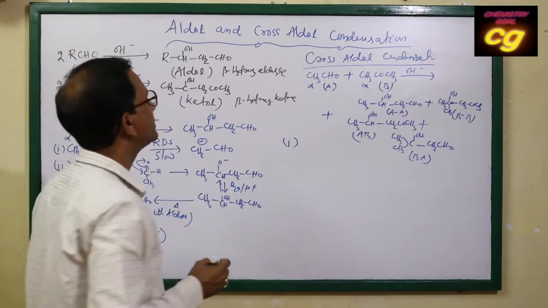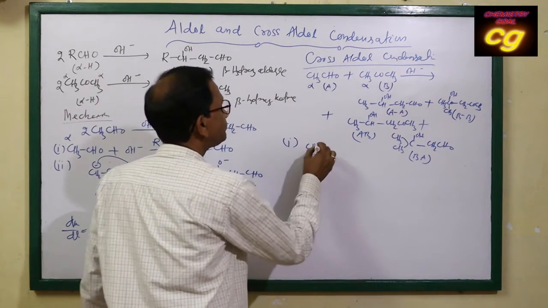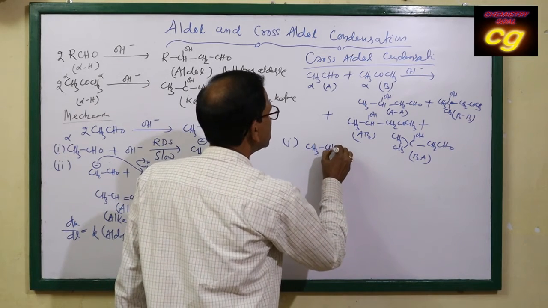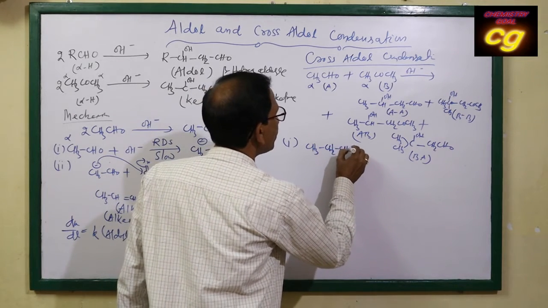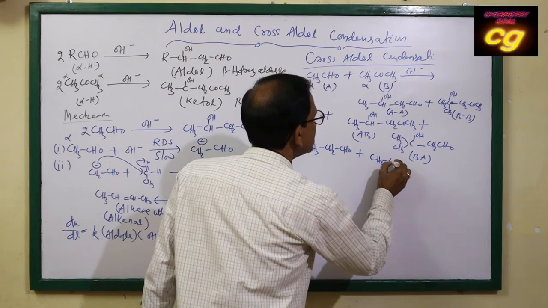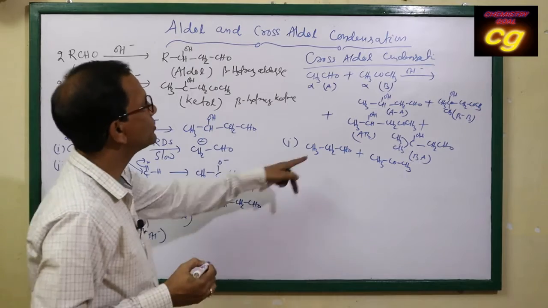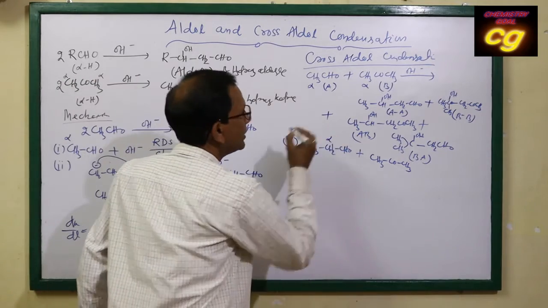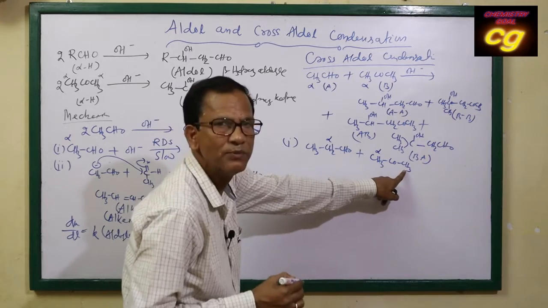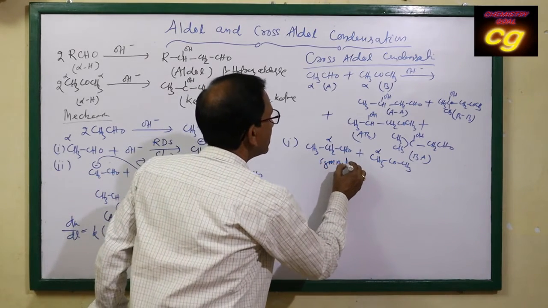If both are symmetrical, for example, CH3CH2CHO and another, CH3COCH3. Here it is symmetrical, it has one alpha. Here also one alpha. Means this is also a similar type. These are symmetricals. Both are symmetrical.